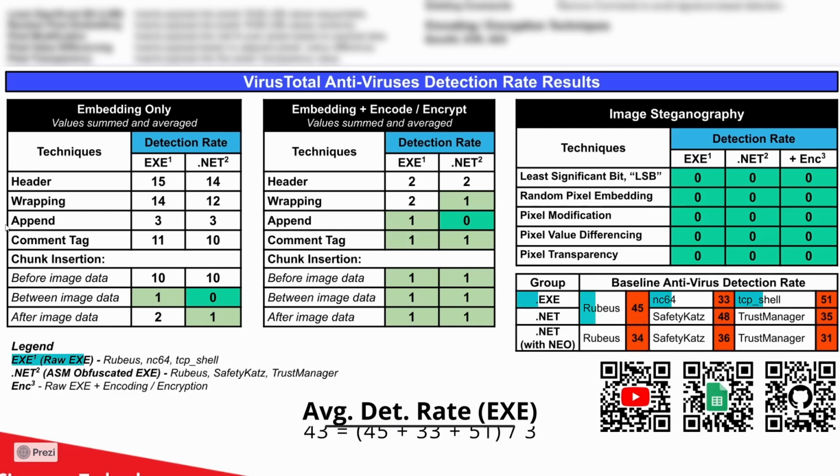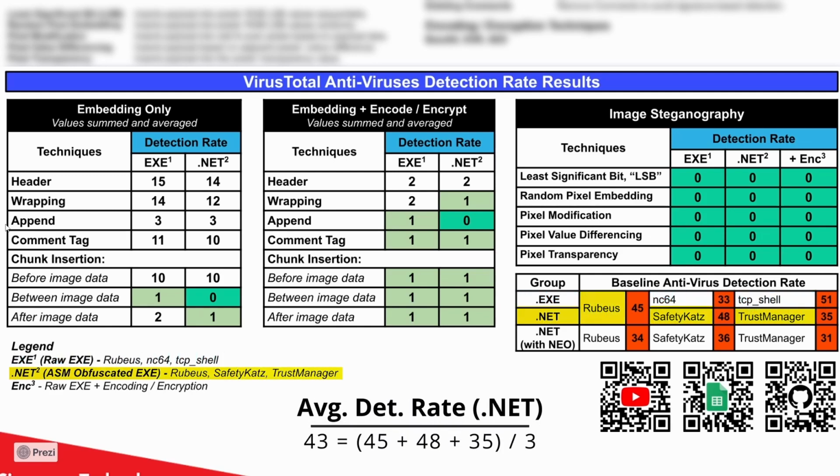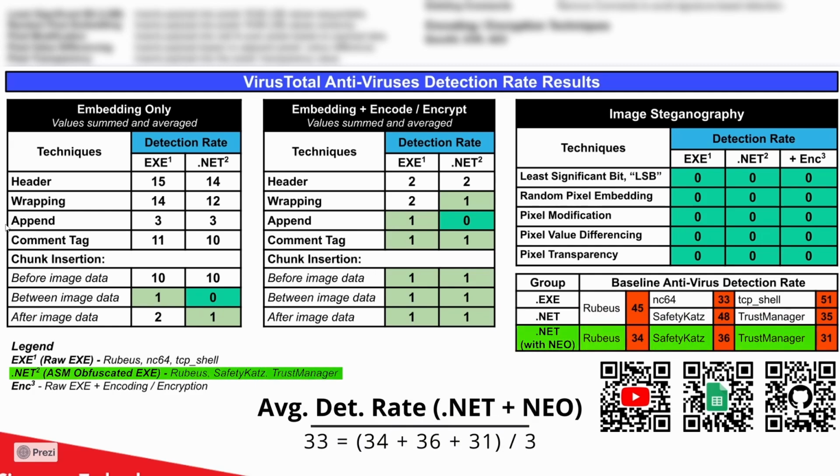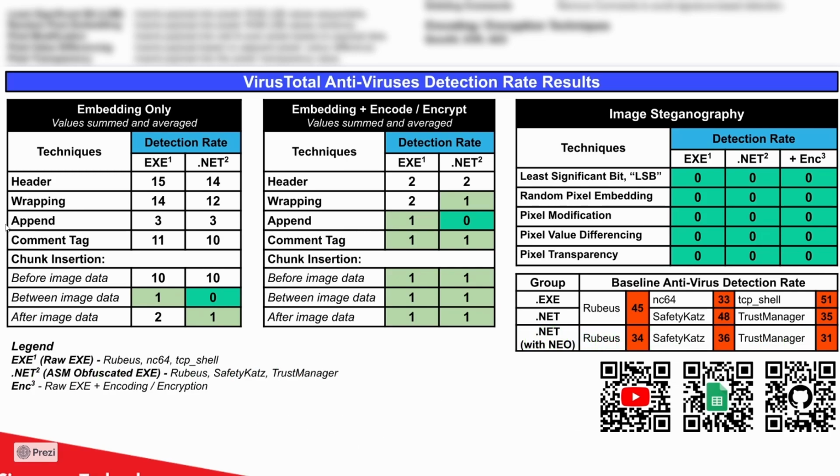For MIST, the average detection rate is 43. For the .NET group, it has similar results. After Neo, we can see that the detection rate has fallen, and the average with Neo is 33.